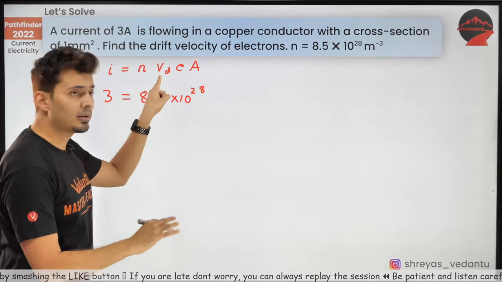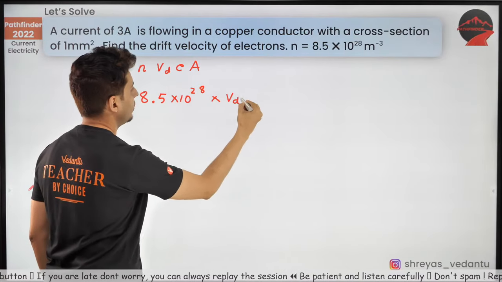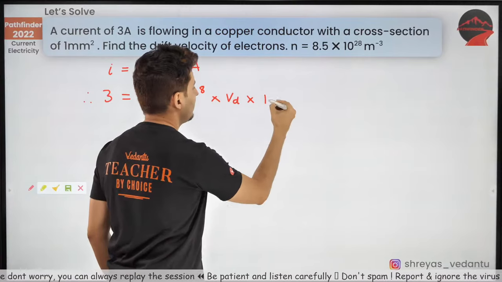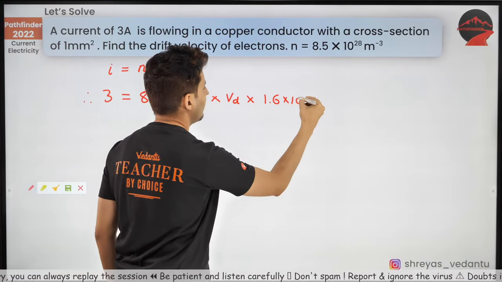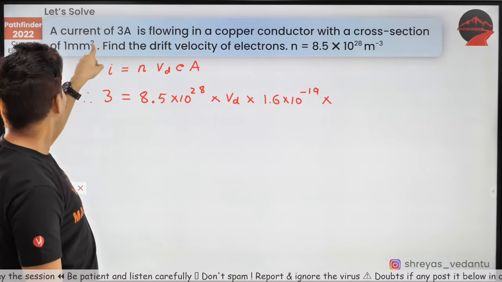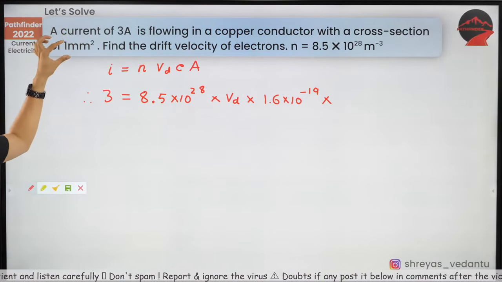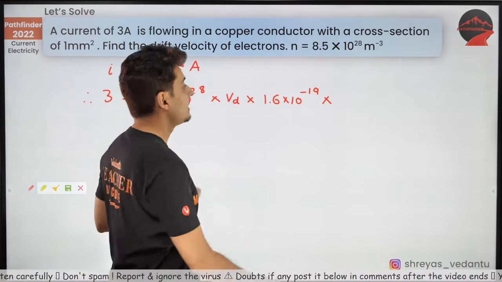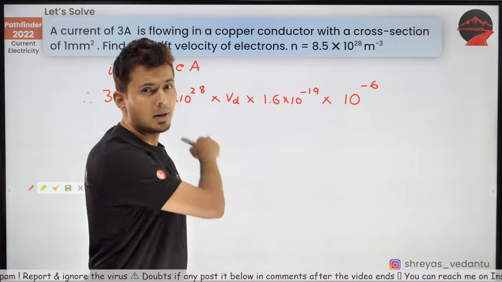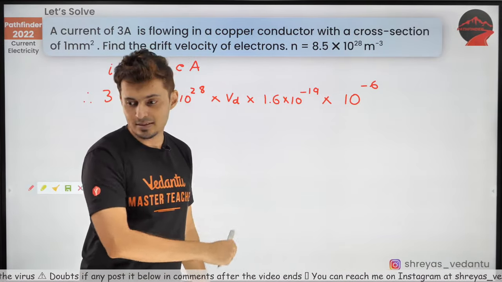Okay, drift velocity, that's exactly what I have to find out, so I'll just keep it as an unknown, multiplied by e. e is nothing but 1.6 into 10 to the power minus 19, multiplied by A. Area is 1 millimeter square. Come on, guys, 1 millimeter square is how much? 10 to the power minus 6. 1 millimeter is 10 to the power minus 3 meters, so millimeter square is 10 to the power minus 6.